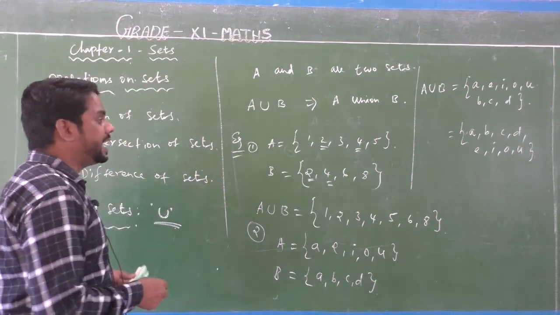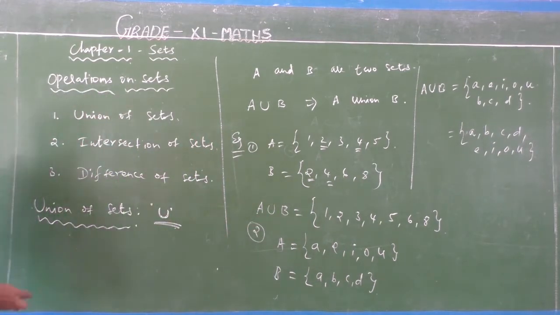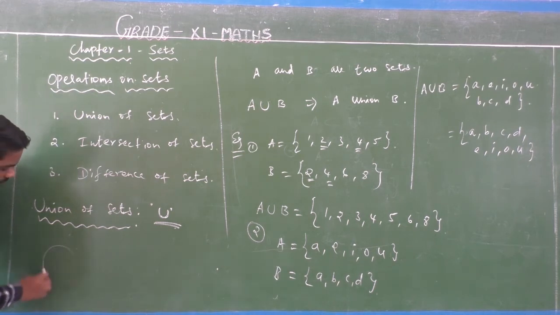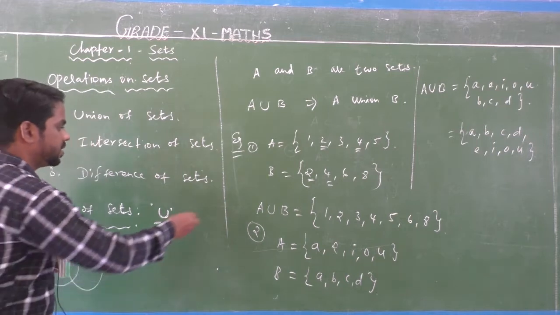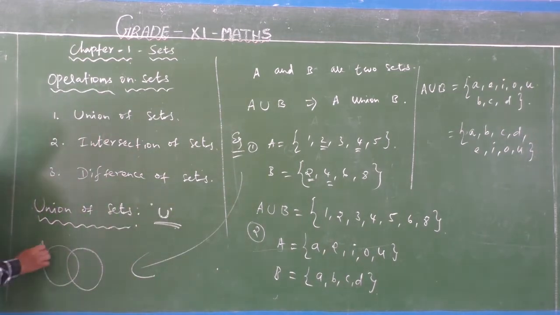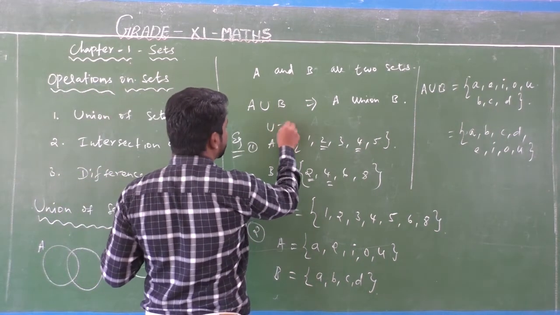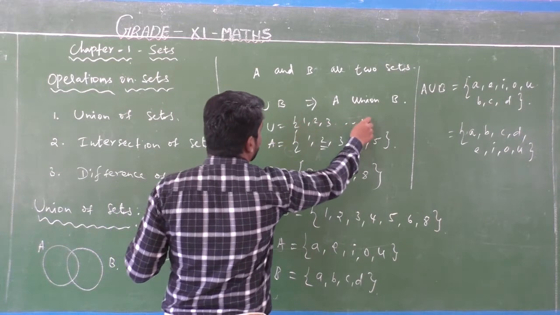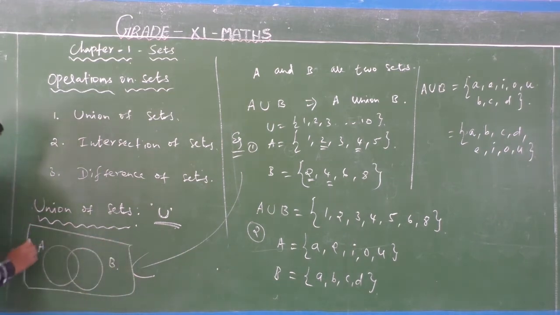Listen, now the Venn diagram of the given set A union B. Here, this is A, this is B, and the universal set. Let us consider the universal set as 1, 2, 3 and so on. This is the universal set.